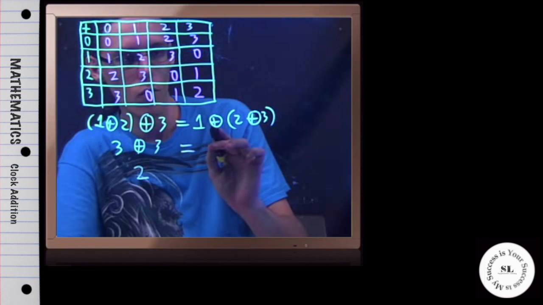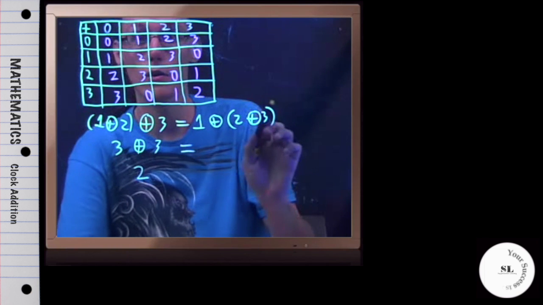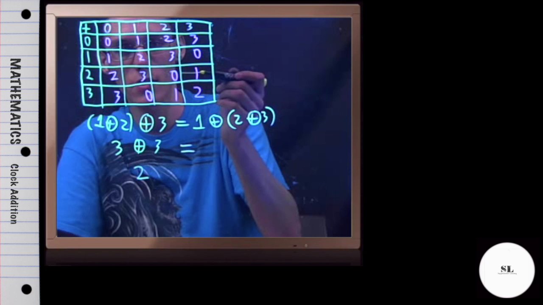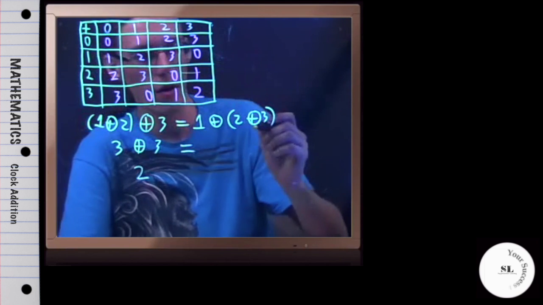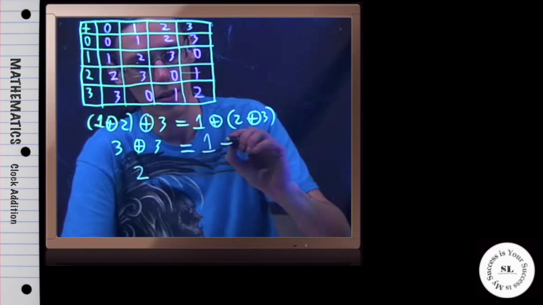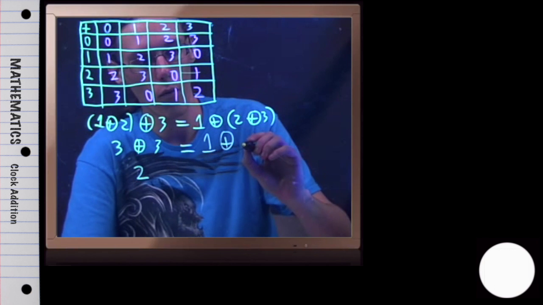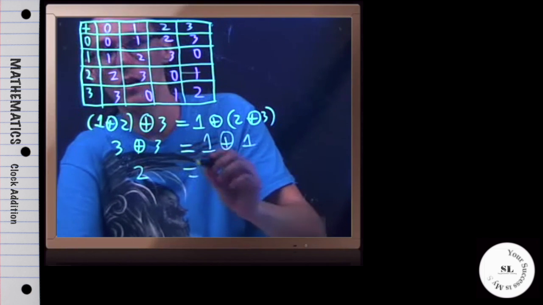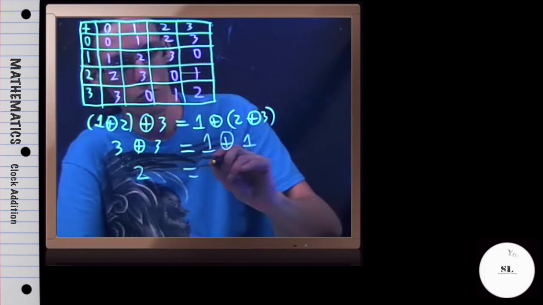So instead of doing the 1 with the 2 first, we're going to do the 2 with the 3 first. So 2 o'clock, add 3 hours on this weird 4 clock system. 2 plus 3 is 1. So I have 1 clock addition 1. And now we do 1 clock addition 1. 1 o'clock plus 1 more hour, 2 o'clock.